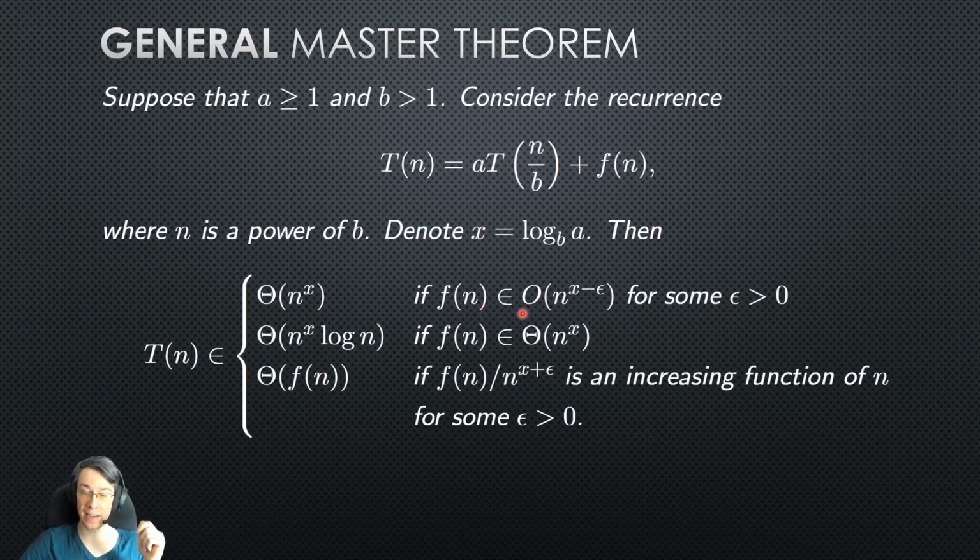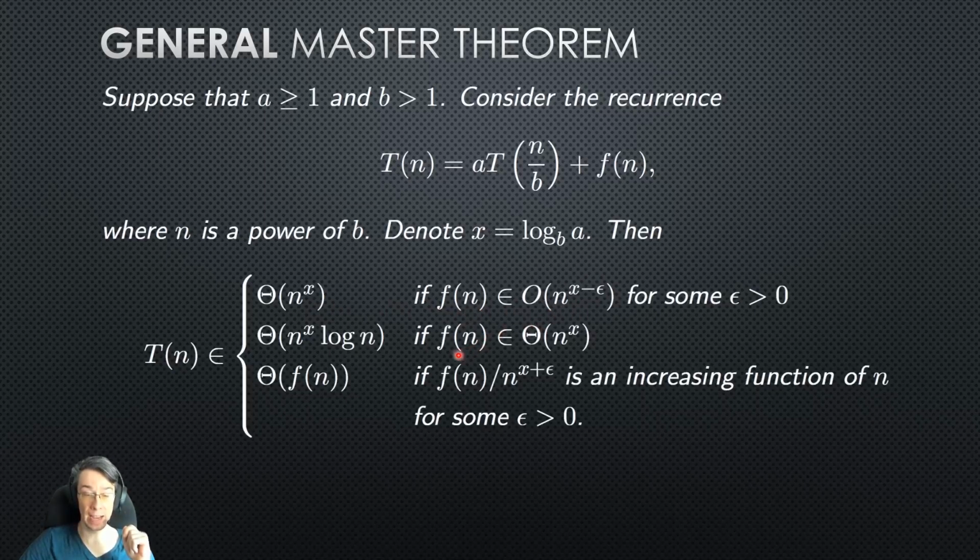So here's how we establish the different relationships between f of n and n to the x. If f of n is in big O of n to the x minus epsilon for a positive constant, in other words, if this is asymptotically smaller than n to the x, so if I can prove that f is in big O of n to the x minus 0.000001, for example, then n to the x is going to dominate because f is dominated by n to the x there.